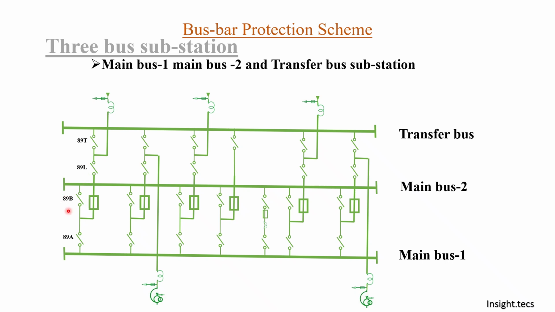Friends, isolator plays a very major role in busbar protection scheme, and the position indications provided by this isolator will decide which bus is to be protected. Now the circuit breaker over here will be named as 52. Breaker will be given the number 52.